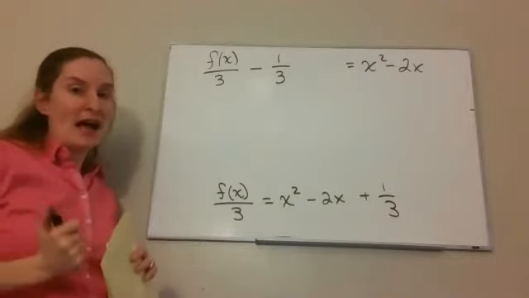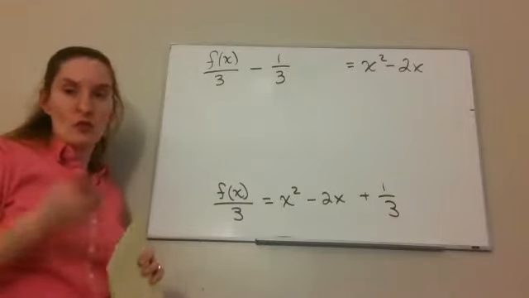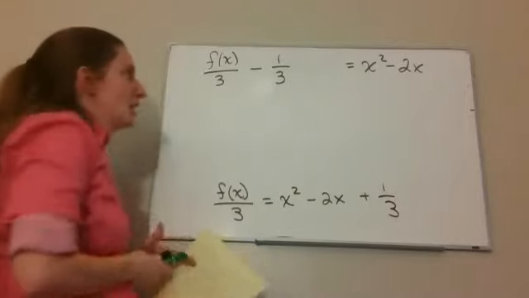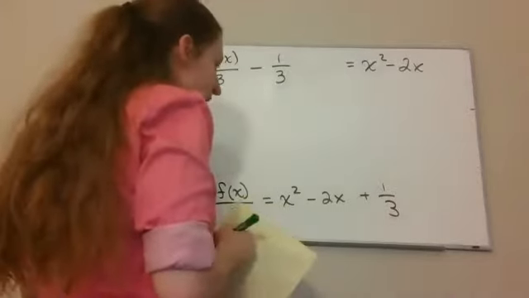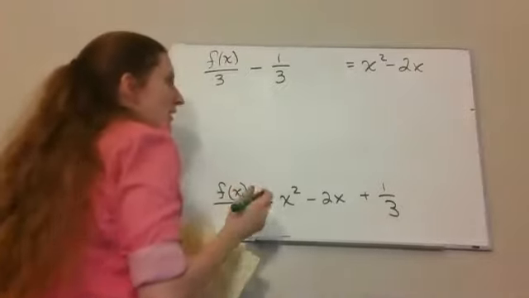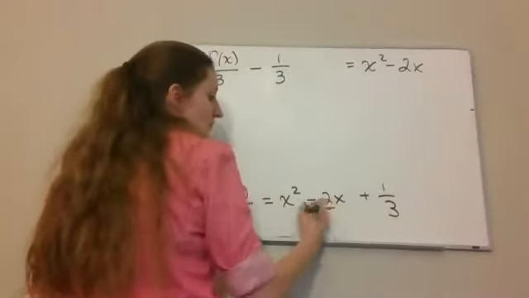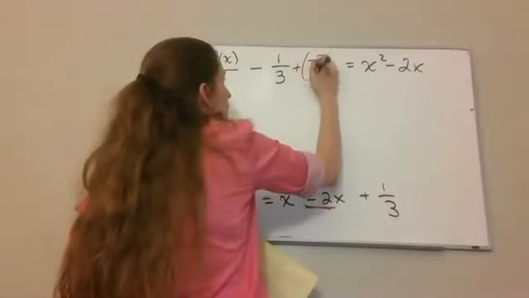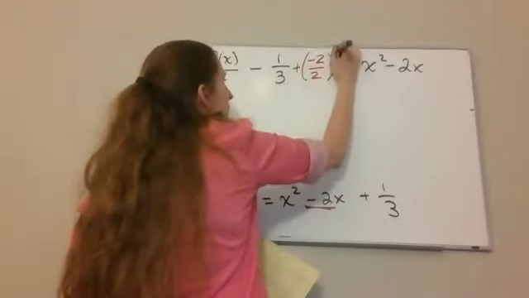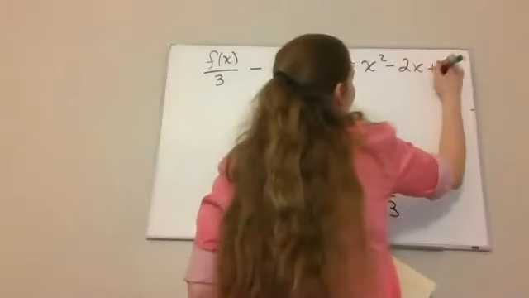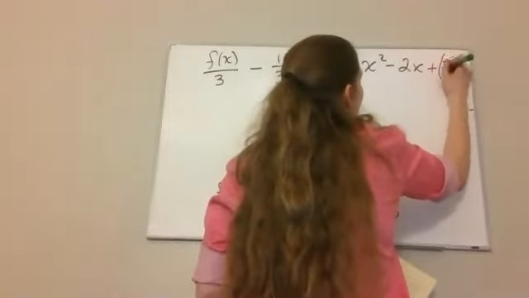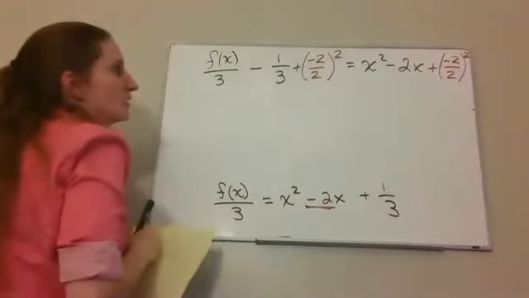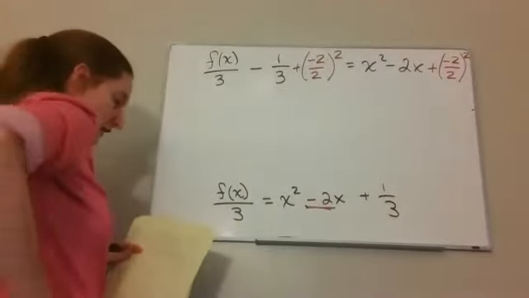Remember, we have to add our (b/2)² to both sides of the equation. In this particular problem, the b that I'm working with now is -2. So I need to add my (-2/2)² to both sides of the equation. Now let's see what we get.